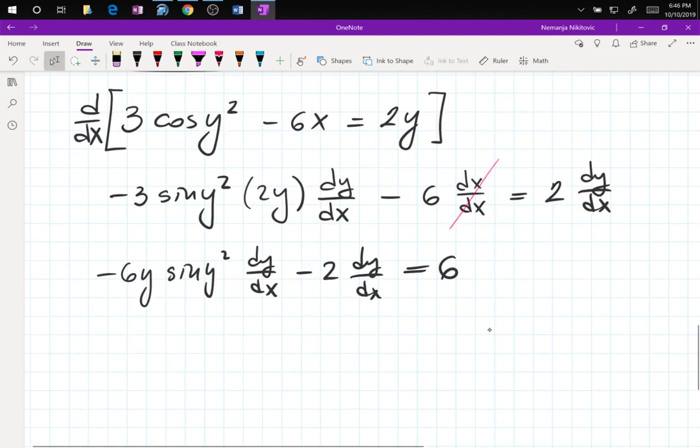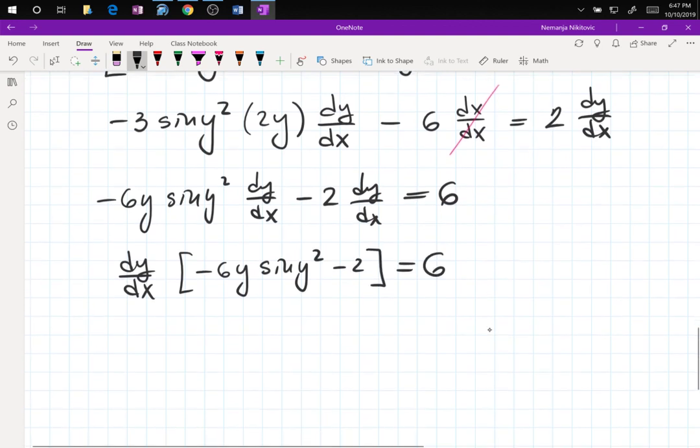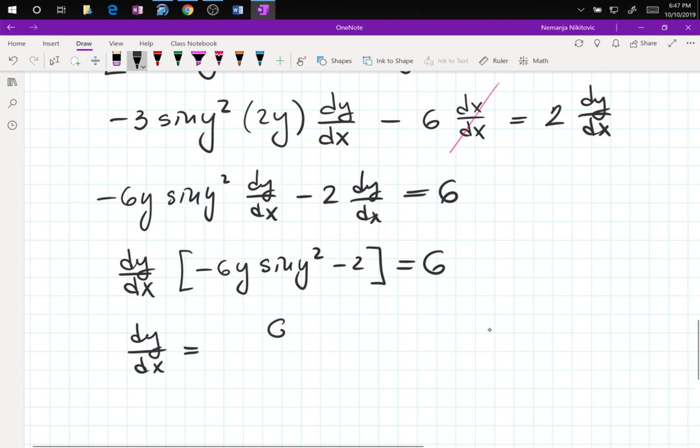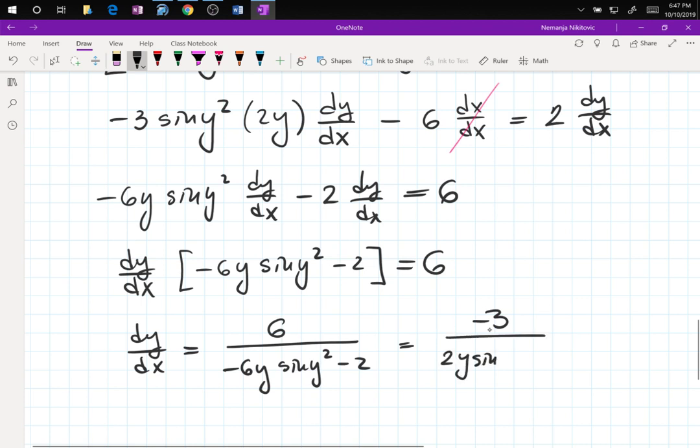Now, what's the obvious step to get dy dx alone? I heard it. Someone said the F word. Yes, factor. Good. So, factor dy dx, and then you have negative 6y sine y squared minus 2 equal to 6. And then dy dx is equal to 6 divided by negative 6y sine y squared minus 2. And just because you're not noobs, you cancel the 2, right? So it becomes, and you put the negative up there as well, negative 3 over y sine y squared plus 1, right? Just because you can. There you go. That's the derivative.